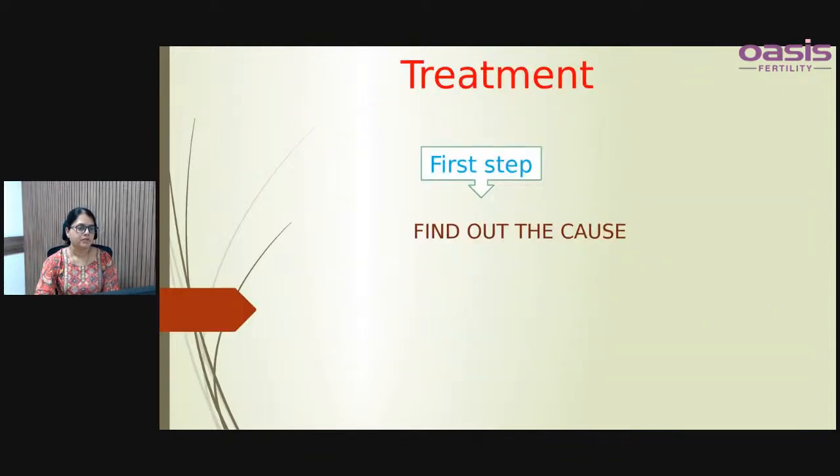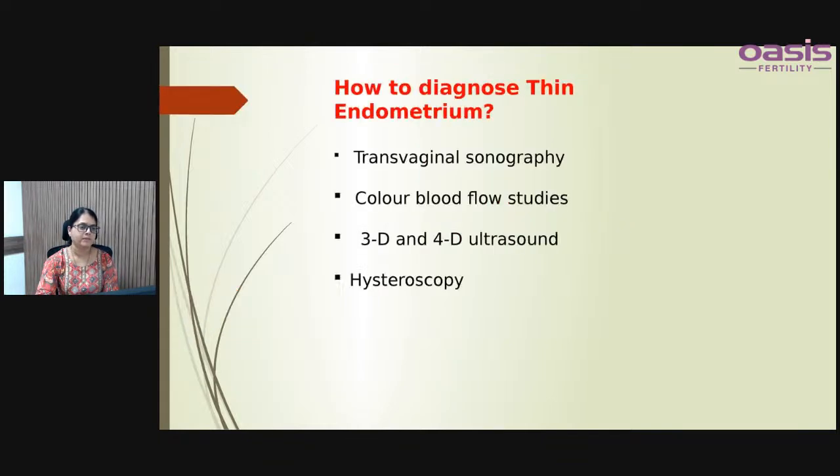So treatment, first step is to find out the cause as mentioned earlier, and diagnosis of thin endometrium is mainly by transvaginal ultrasonography, mainly during the 11th or 12th day of the menstrual cycle. The transvaginal ultrasonography is done, and measurement of the thickness of the endometrium is taken. Then color blood flow studies are done. Then 3D or 4D ultrasound to rule out any polyp or any fibroids. So the causes of the thin endometrium can be ruled out by 3D ultrasound. And hysteroscopy is done to rule out endometritis, and any infection in the endometrial cavity can be ruled out by doing hysteroscopy.